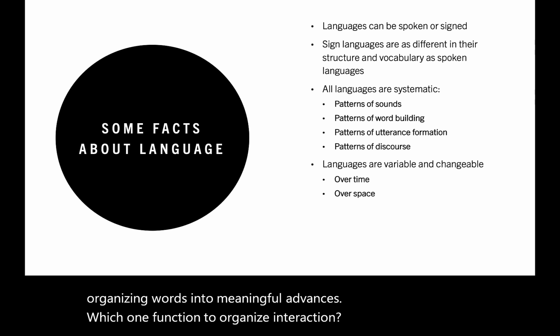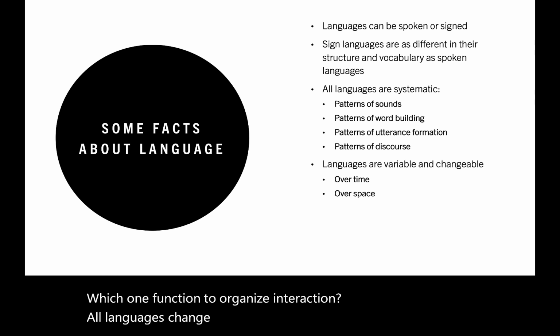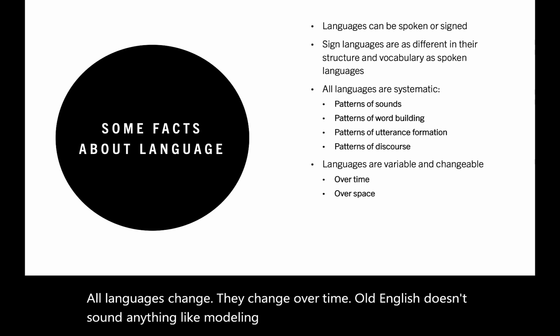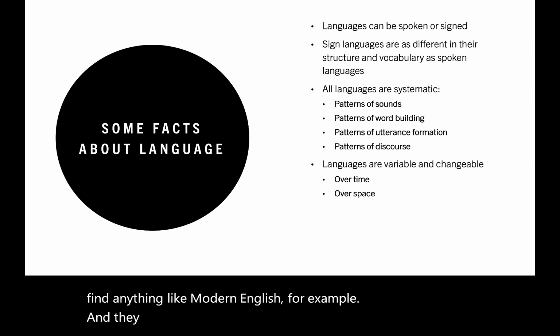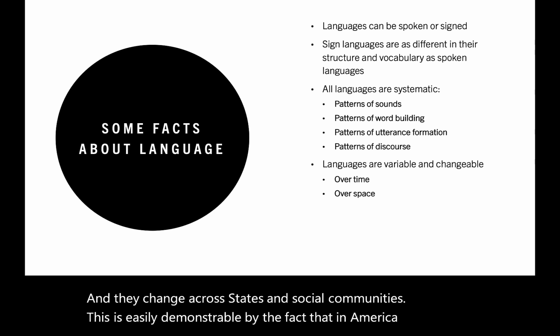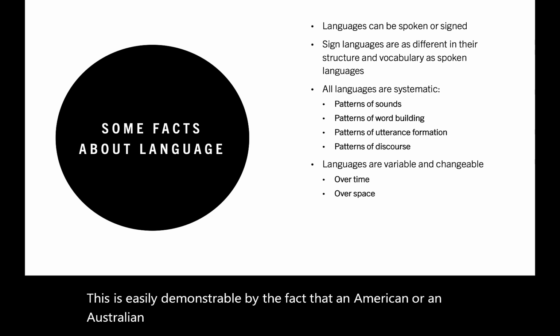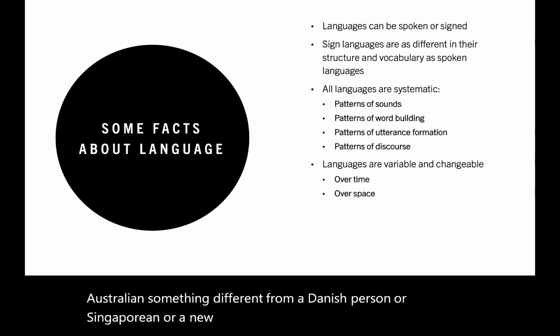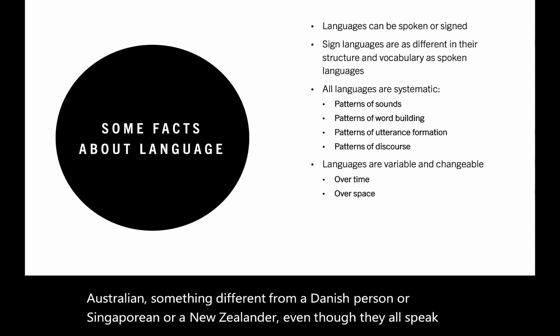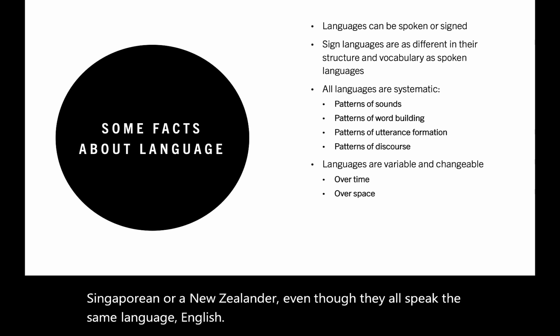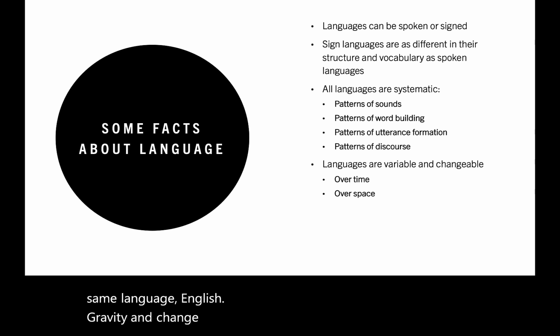All languages change. They change over time. Old English doesn't sound anything like modern English, for example, and they change across space and social communities. This is easily demonstrable by the fact that an American or an Australian sounds different from a British person, or a Singaporean, or a New Zealander, even though they all speak the same language, English. Variability and change are inherent to languages.